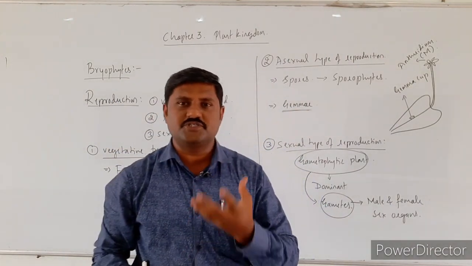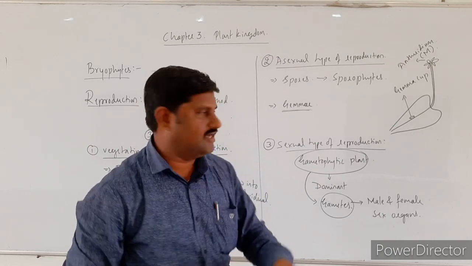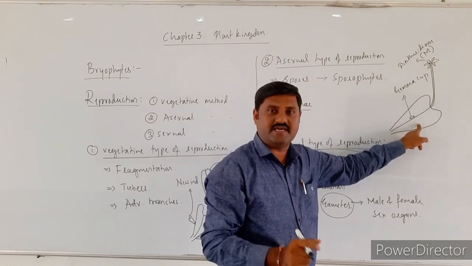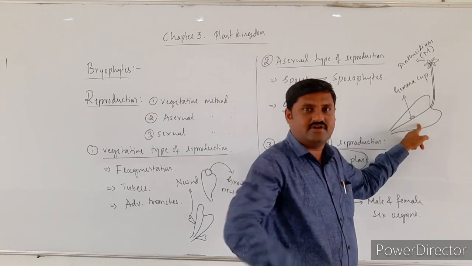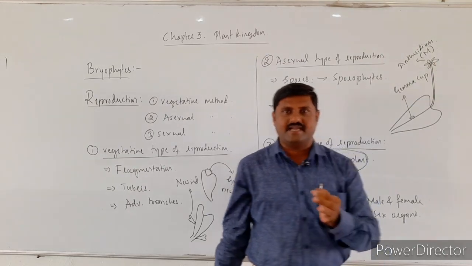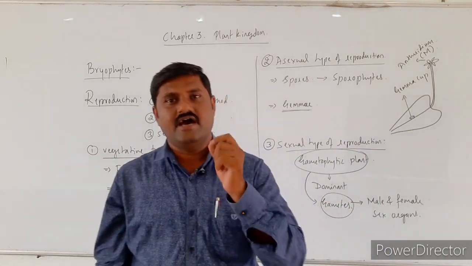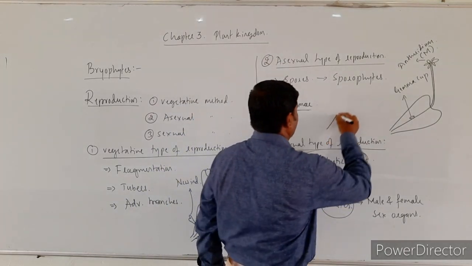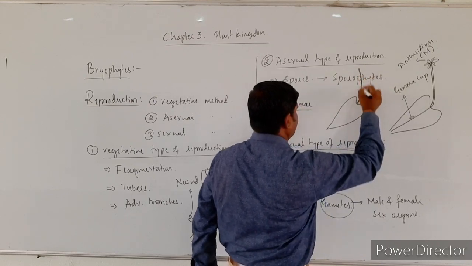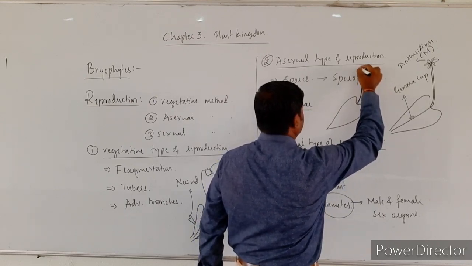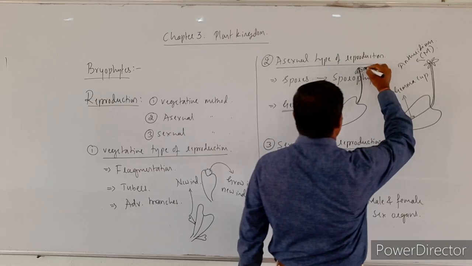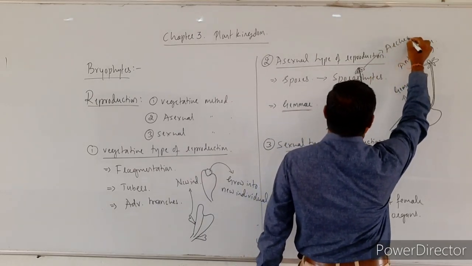Special kinds of stalked receptacles are formed on the plant body, and those receptacles are called sex organs. They are, respectively, the male sex organ called antheridium, and the second one is the female sex organ called archegonium. See here, one more plant I would like to draw over here. This also produces one more sex organ, a stalked one. This is archegonium.